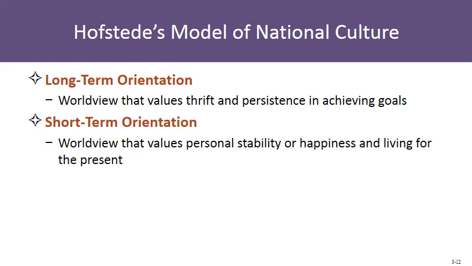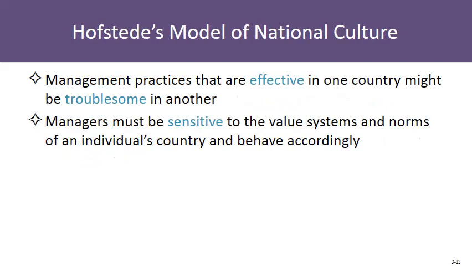The final dimension is the long-term versus short-term orientation. And long-term orientation is a worldview that values thrift and persistence in achieving goals. You're giving up now for an investment basically in the long-range future. The short-term orientation is a worldview that values stability and happiness and sort of living for the present with the idea that whatever happens in the long run, you'll figure that out later. So that's the difference between the short run and long run orientation.